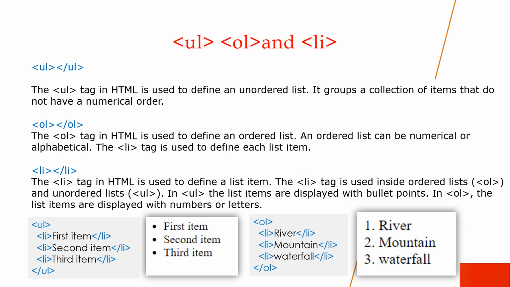Usually, the items of an unordered list are displayed with a bullet, which can be of different forms such as a circle, a dot, or a square. The UL tag requires an opening and closing tag. The OL tag in HTML is used to define an ordered list. An ordered list can be numerical or alphabetical. The LI tag is used to define each list item.